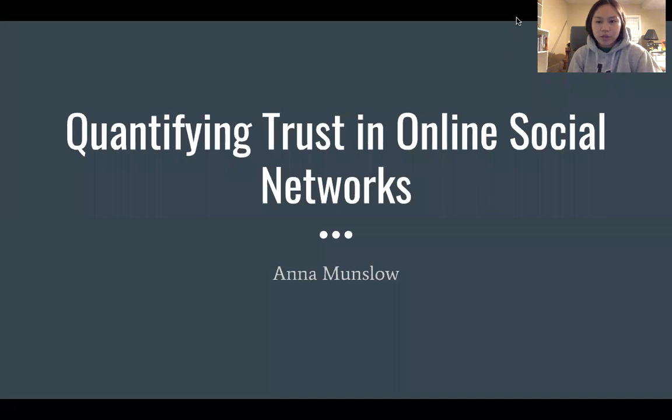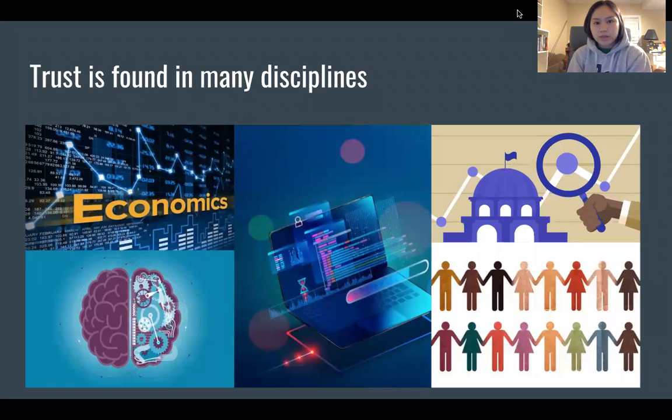So my project is quantifying trust in online social networks. Trust plays a central role in our lives and it's found in many different disciplines. Here are just some examples. It's found in economics, psychology, sociology, computer science, political science, and trust has many different definitions depending on the domain.